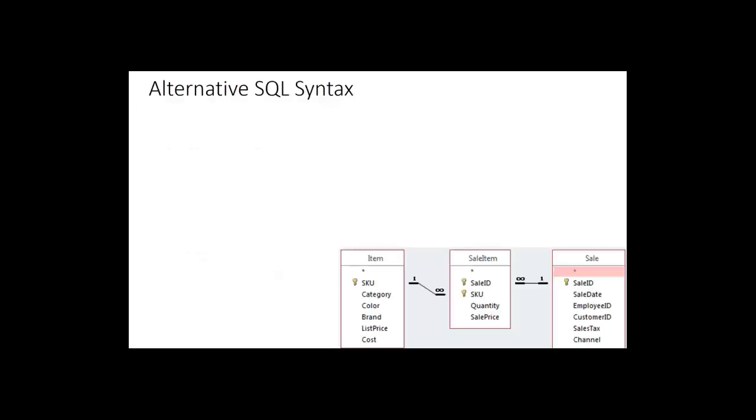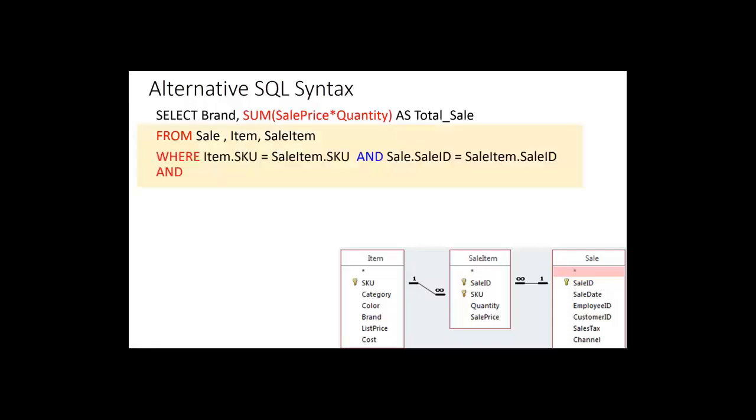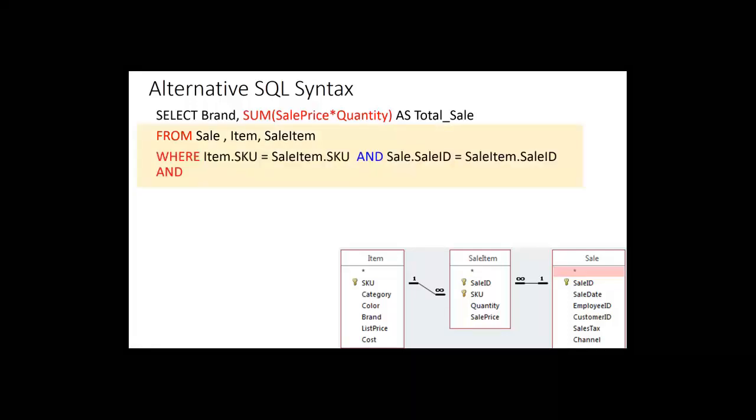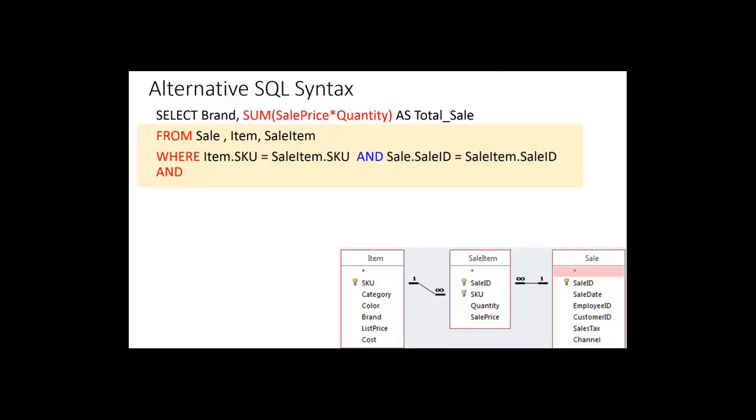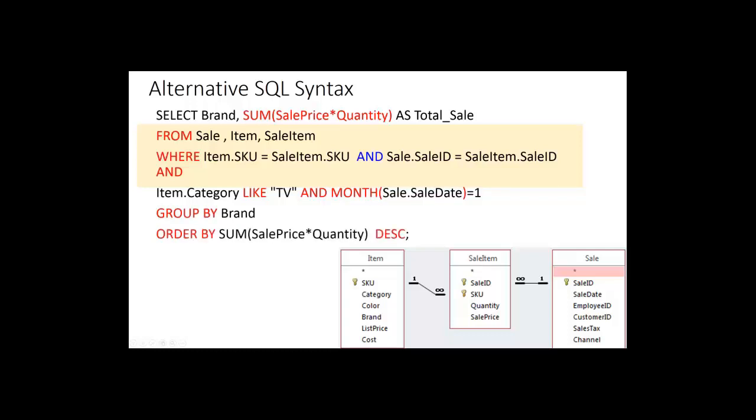Alternative syntax. Same thing we did before. For the brands and sum of total sales, exactly the same thing. From the three tables, item, sale item, and sale. And in where clause, we have two pairs of primary foreign key to make that join and continue. Category like TV and month 1. Then we group by and sort the list in descending order.